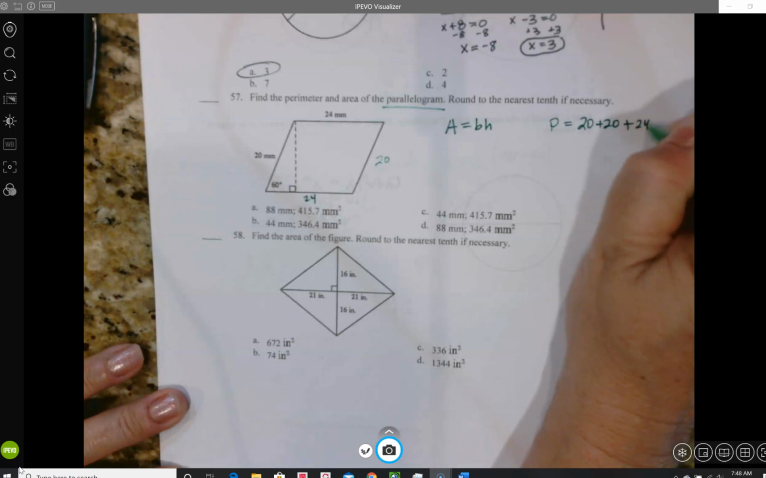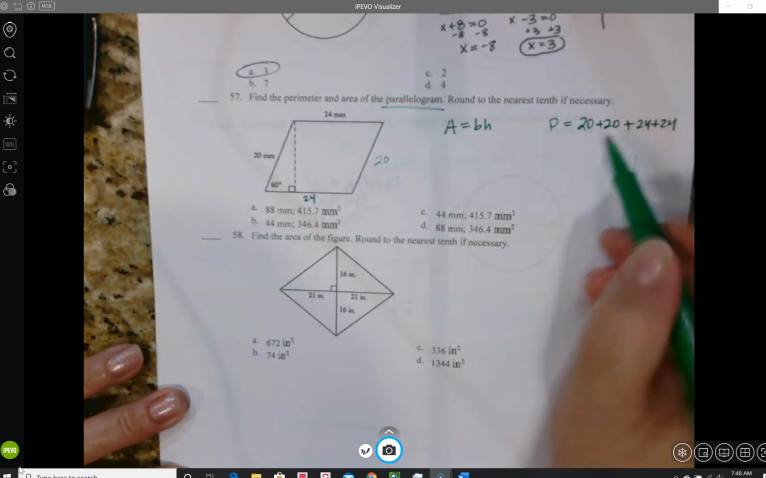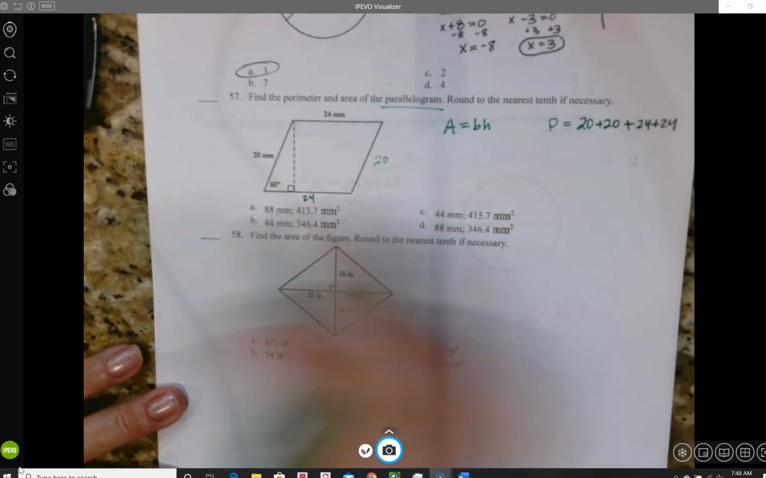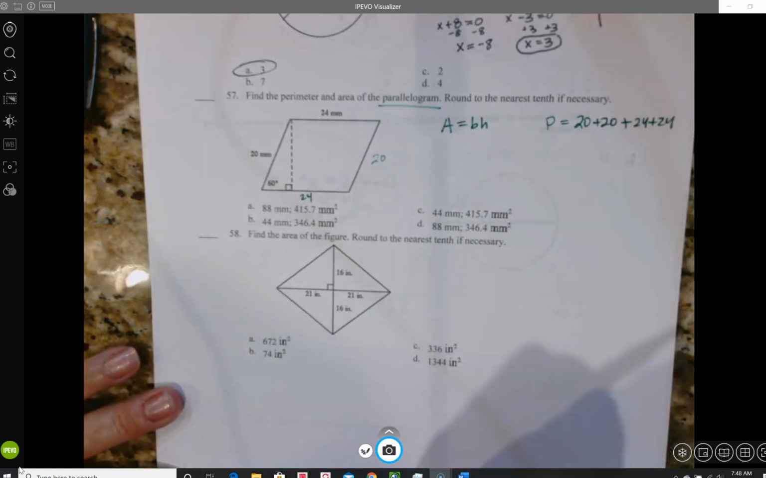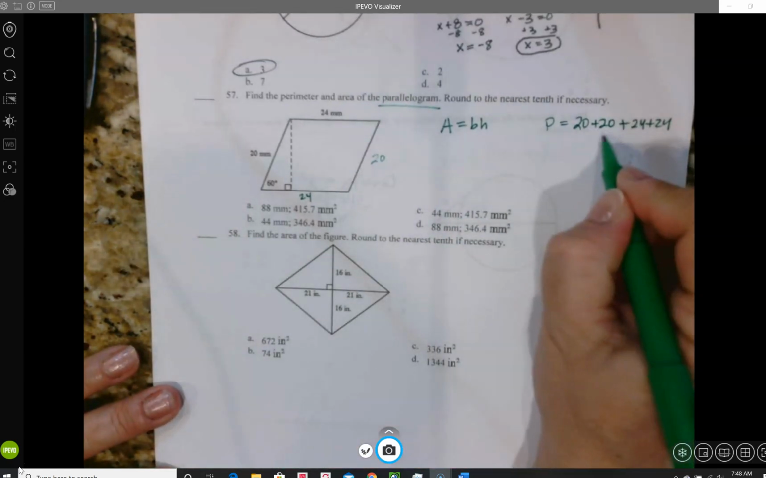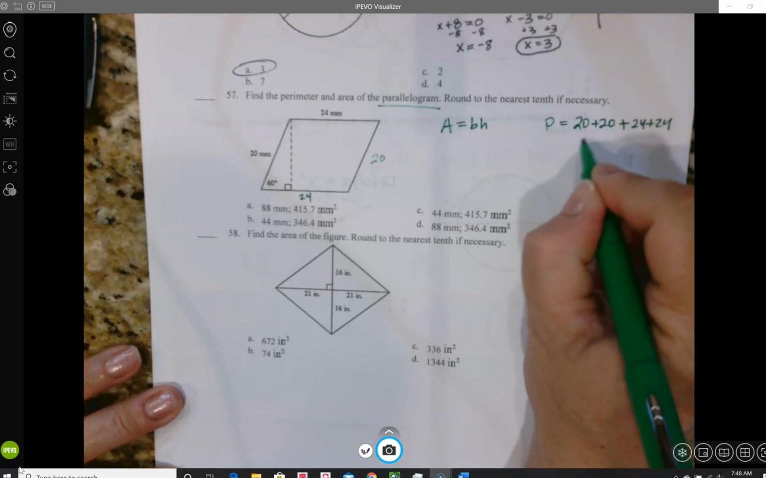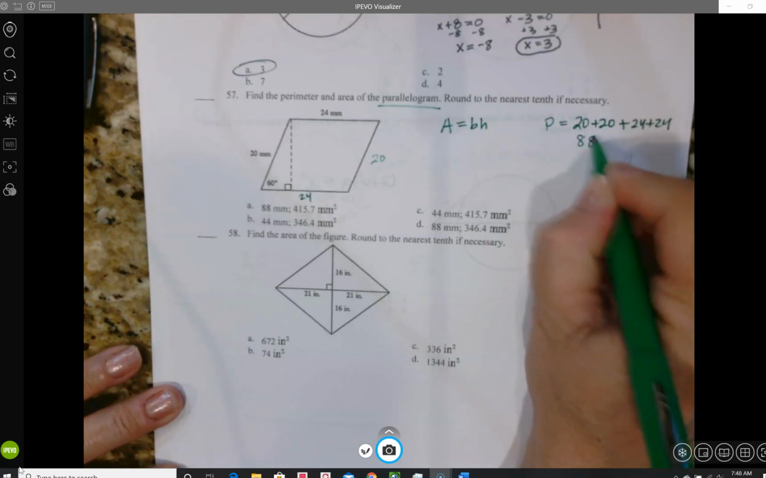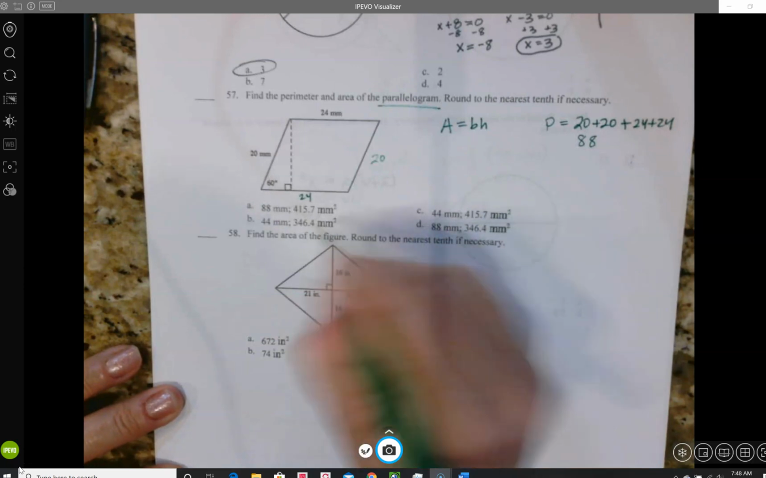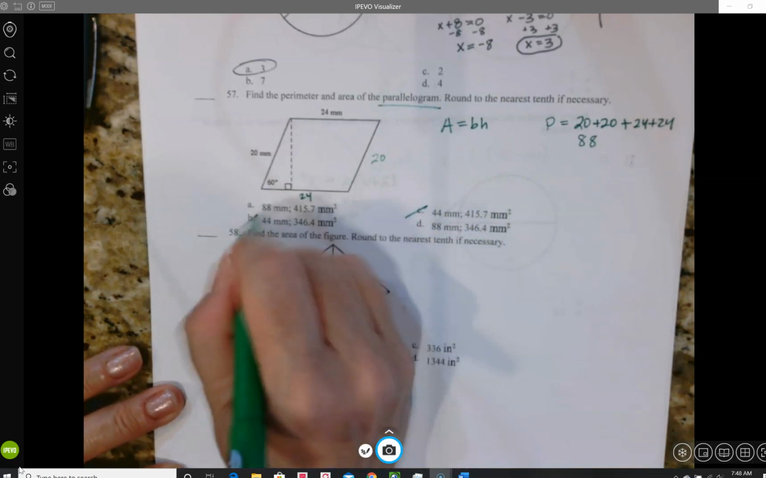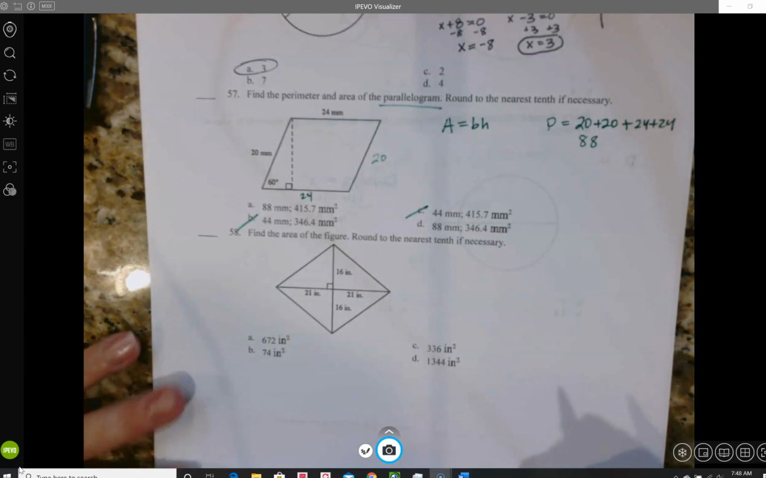plus 24 plus 24. So I'm going to go ahead and figure out the perimeter, and then that way I can narrow down some of my choices. So 20 and 20 is 40, 24 and 24 is 48, 40 plus 48 is 88. So I can see that it's going to be A or D, and C and B are out.